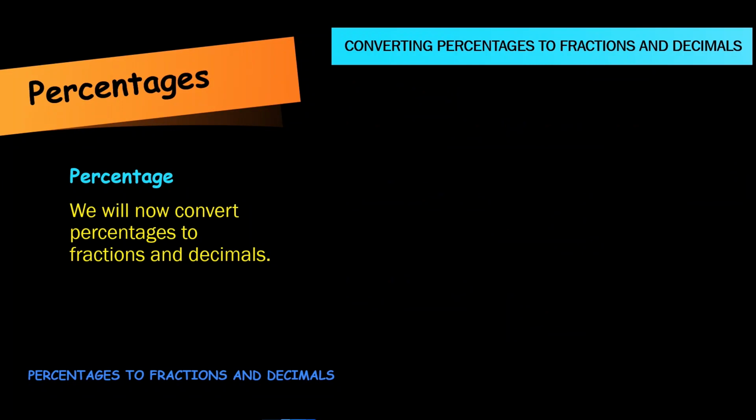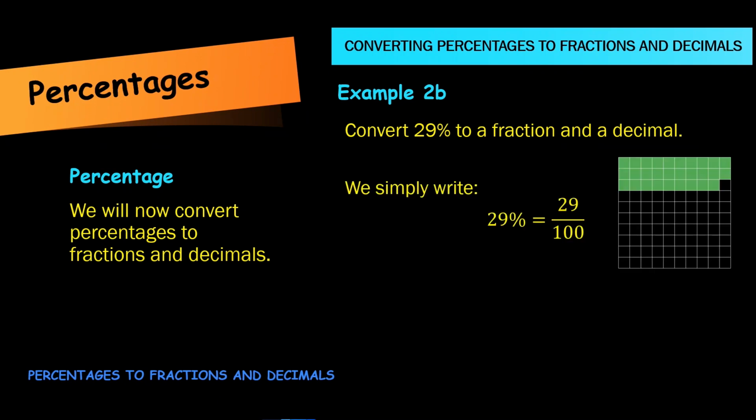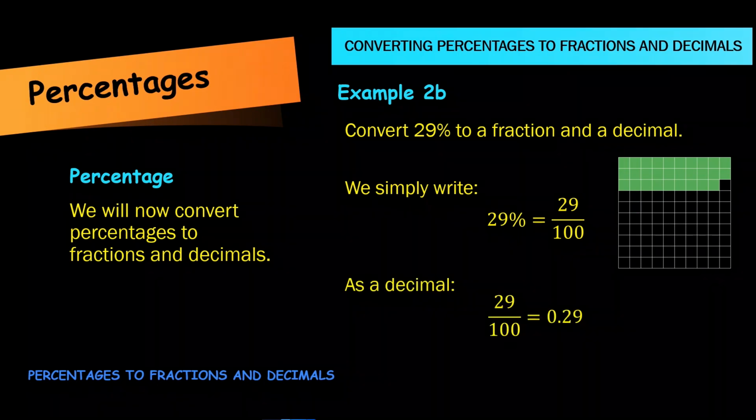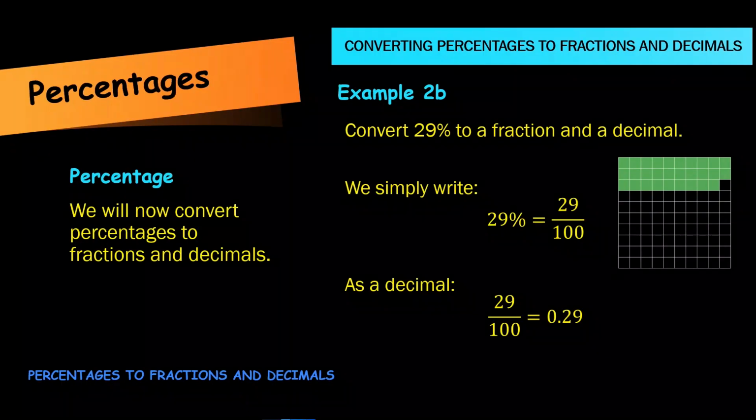Let's take a look at another example. Convert 29% to a fraction and a decimal. Since 29% denotes 29 parts out of 100, we simply write this as 29 out of 100. And as a decimal, this is 0.29, from our previous knowledge of converting fractions to decimals.